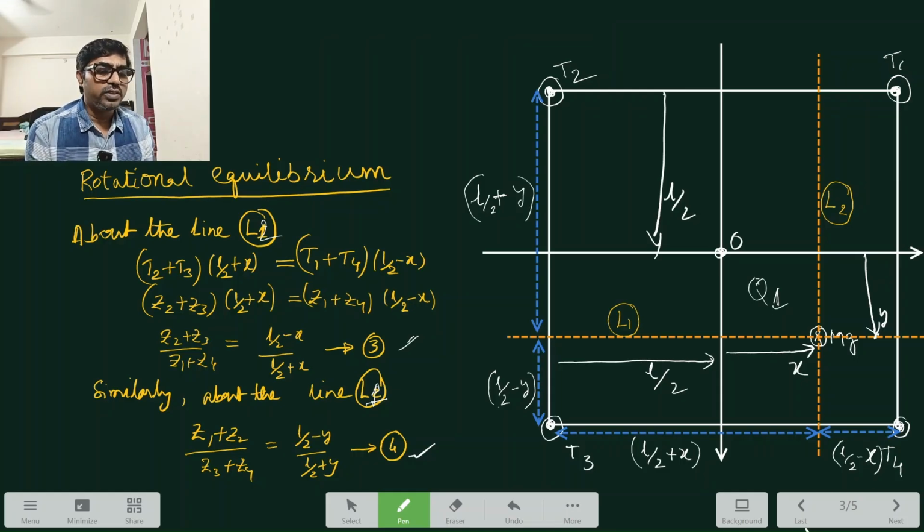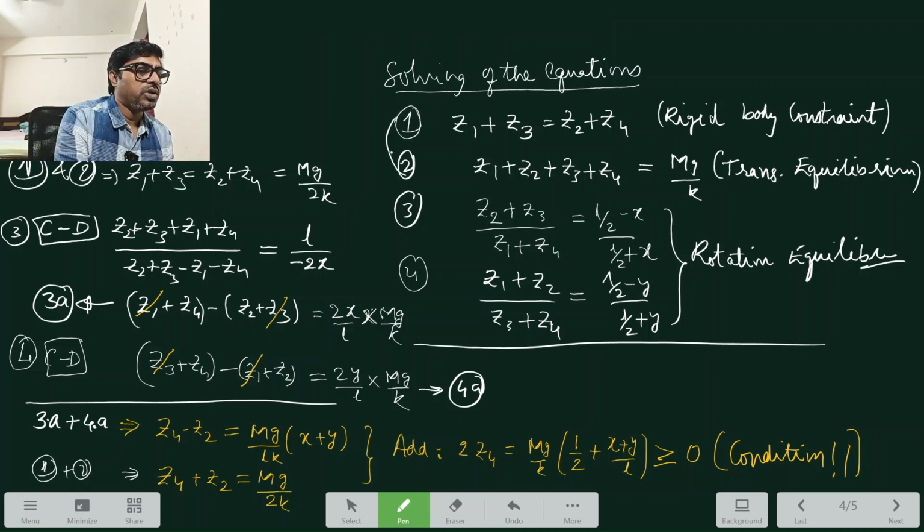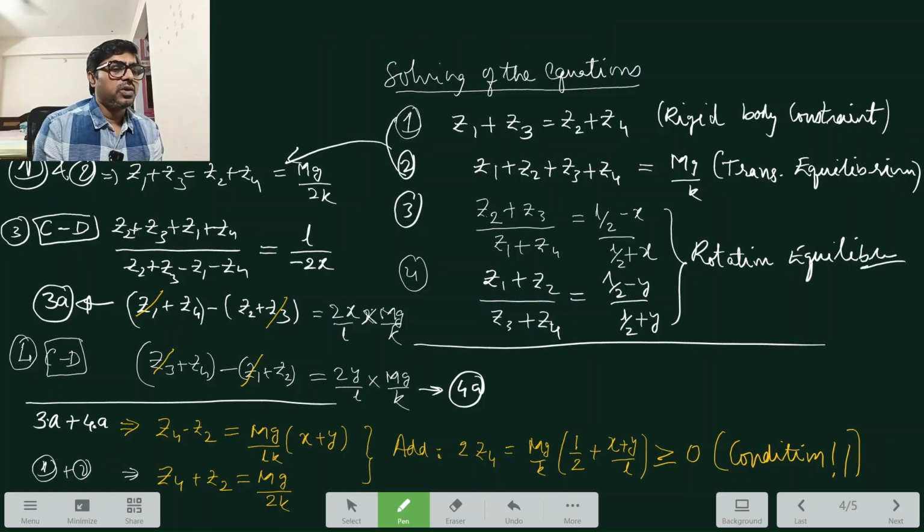I have four equations now: two equations from rotational equilibrium, one equation from translational equilibrium and one equation from the rigid body constraint. So we got all four equations, enough to solve four unknowns. I have listed them down and now I am trying to simplify. What I will do is take these two equations first: Z1 plus Z2 plus Z3 plus Z4 equals mg by k, and Z1 plus Z3 equals Z2 plus Z4.